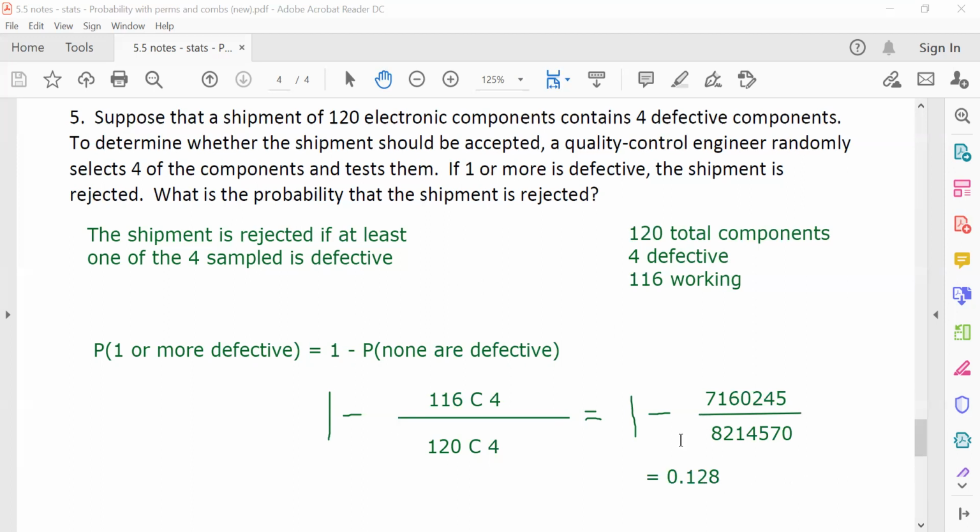So there's a pretty high chance that even though there's only 4 defective components out of 120, there's about a 0.128, or 12.8% chance that at least one's going to be defective from the sample, and thus we're going to have to reject the whole shipment. So even though only a small part of them are defective, we may have to reject the shipment with a 12.8% chance.